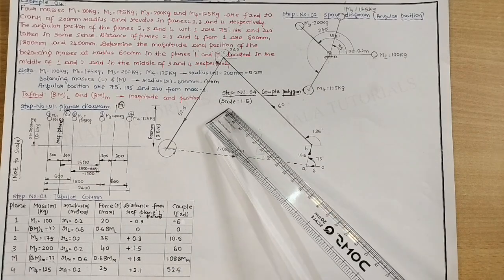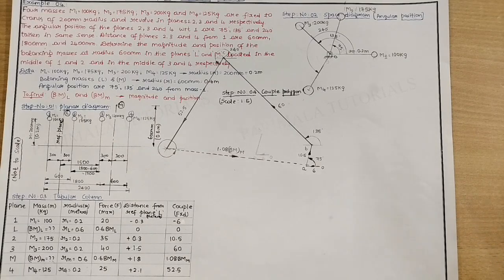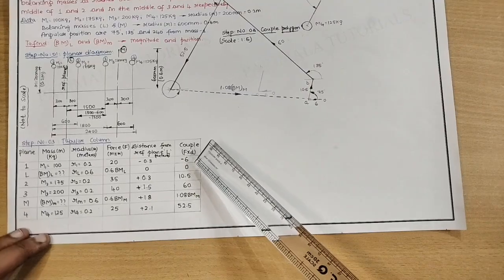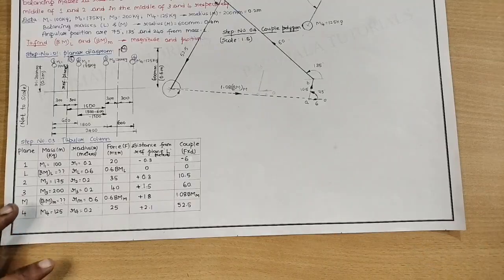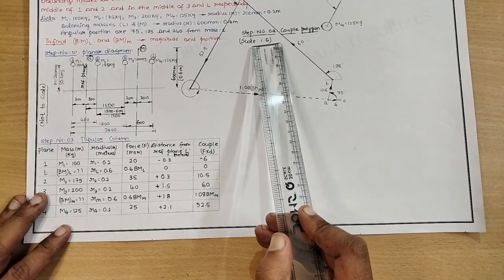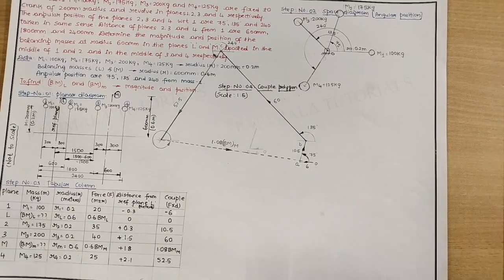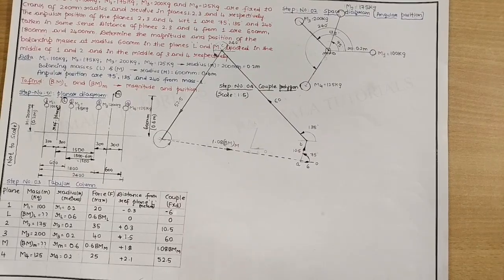Instead of taking the scale as 1:5, we could have increased the scale factor. We could have taken 1:10 so that these values get reduced by 10 times. Absolutely no issues. You can go with scale factor 1:10 and you can plot the same sketch. The sketch would be the same, and even the answers you will be getting are the same. Now we have completed the couple polygon. We can go for the force polygon.